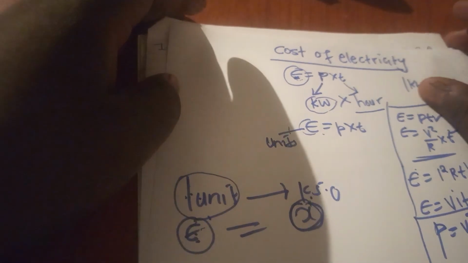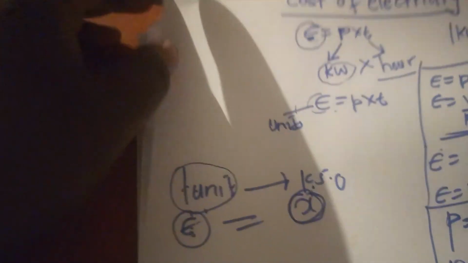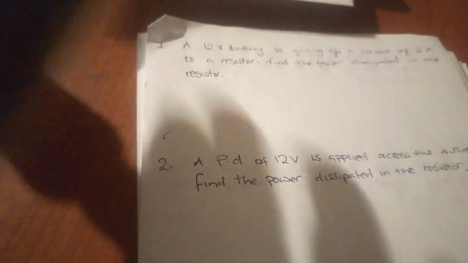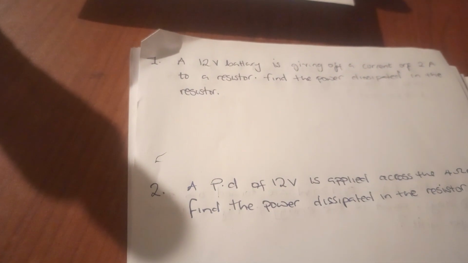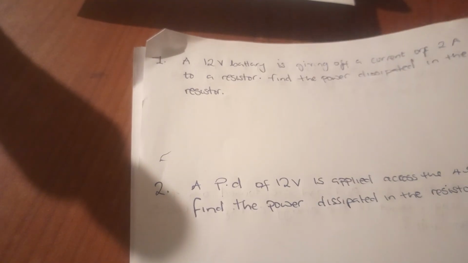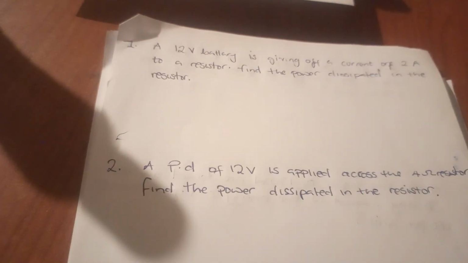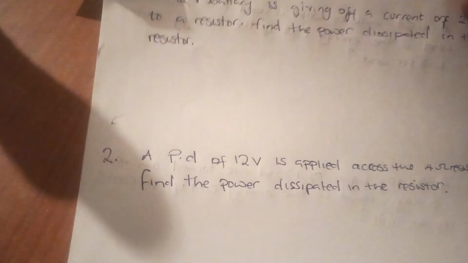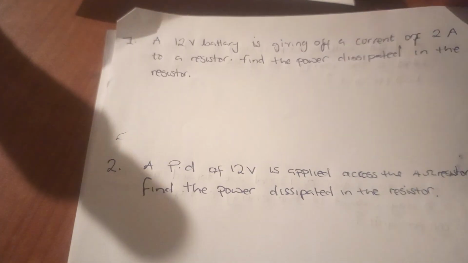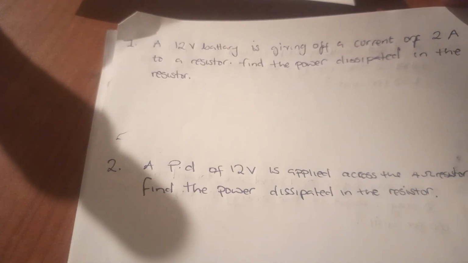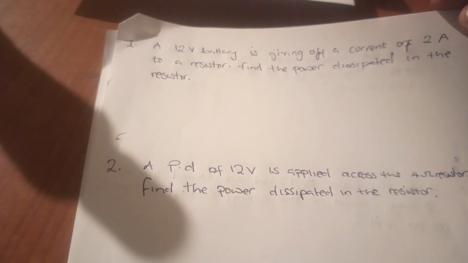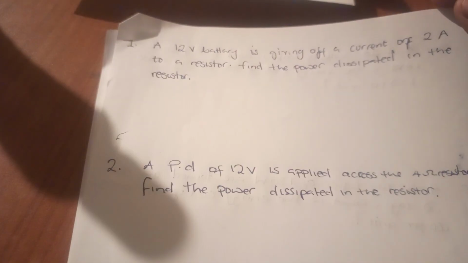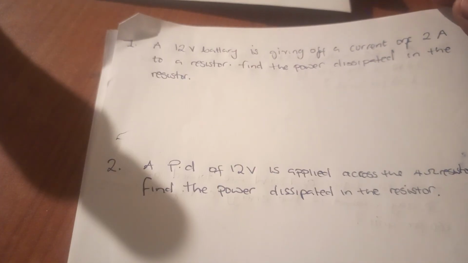So I'll do some questions on this part. I have question number 1 here, hope it's clear. The question reads: a 12 volt battery is giving off a current of 2 amps to a resistor. Find the power dissipated in the resistor.